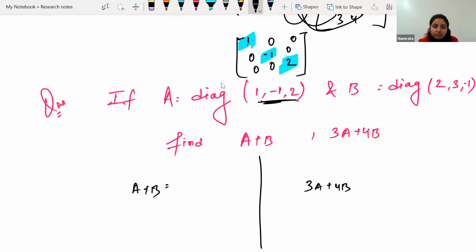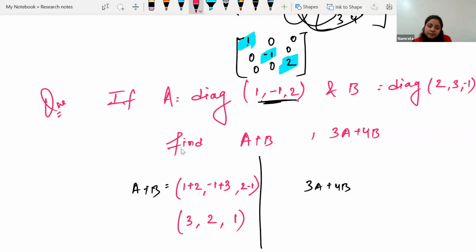So similarly, if we have to find A plus B, we are not going to arrange the diagonal matrix A, arrange the diagonal matrix B, and then add. We can directly say it will be 1 plus 2, minus 1 plus 3, and 2 minus 1. That means 3, 3 minus 1, 2, and 2 minus 1, 1. Is it okay?